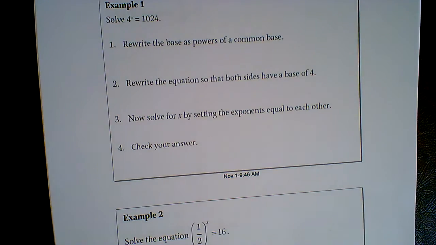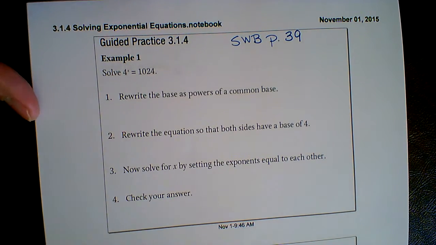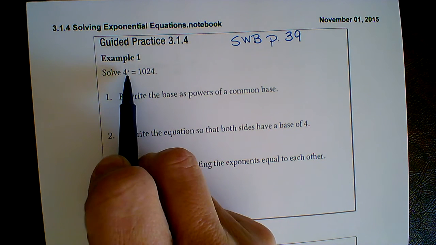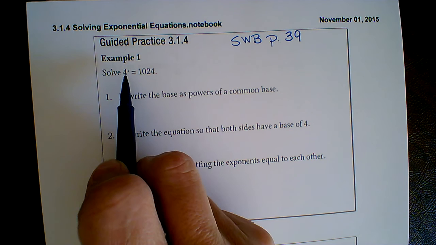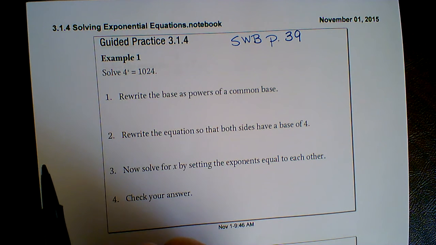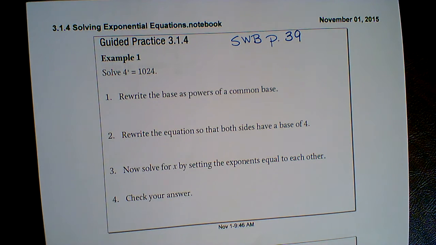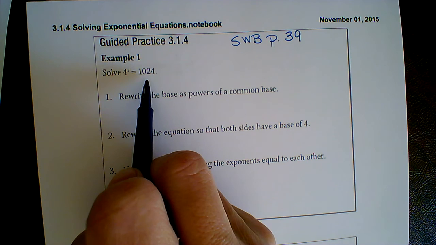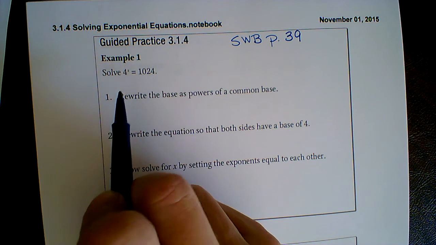So now I need you to get your workbook, and I want you to go to page 39. So let's look at our first guided example. It says to solve 4 to the x equals 1024. Now, this is an exponential equation because our exponent is where our x is located. But we need to figure out what that x equals. So the first thing we need to do is get these so that they both have a common base. This side has a base of 4, so I need to be able to write 1024 so that it has a base of 4. So let's get out our calculator.